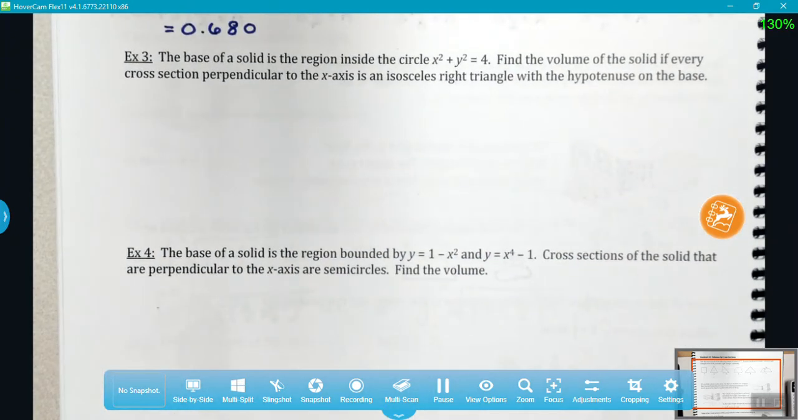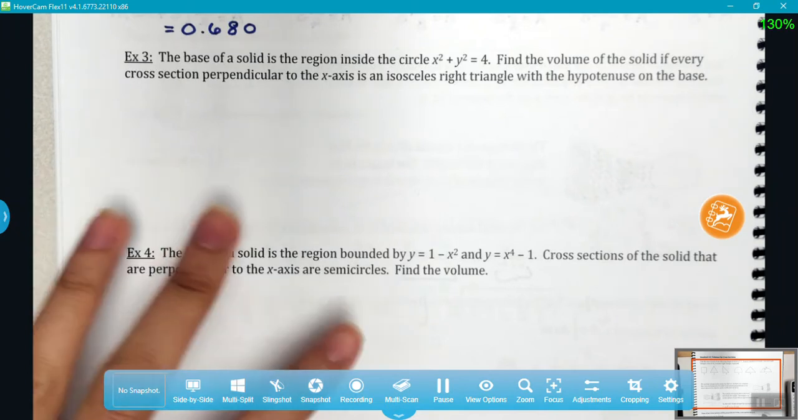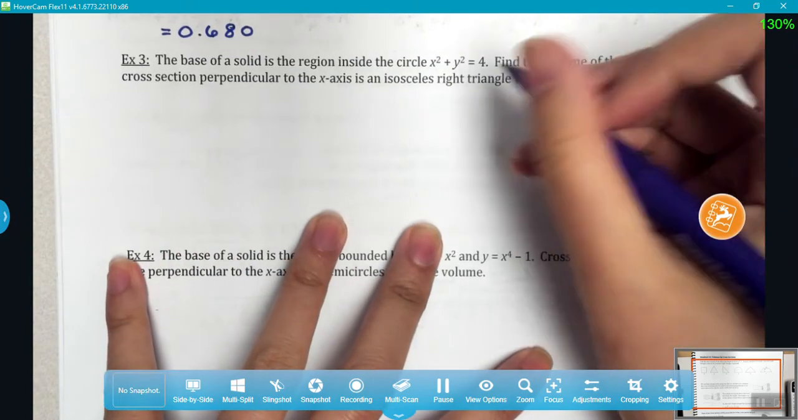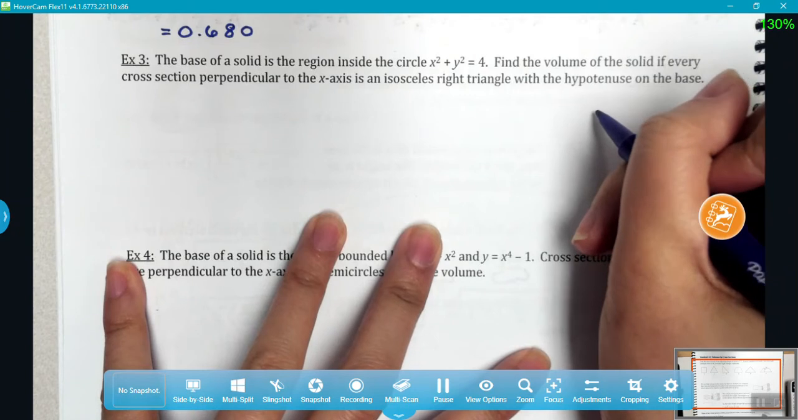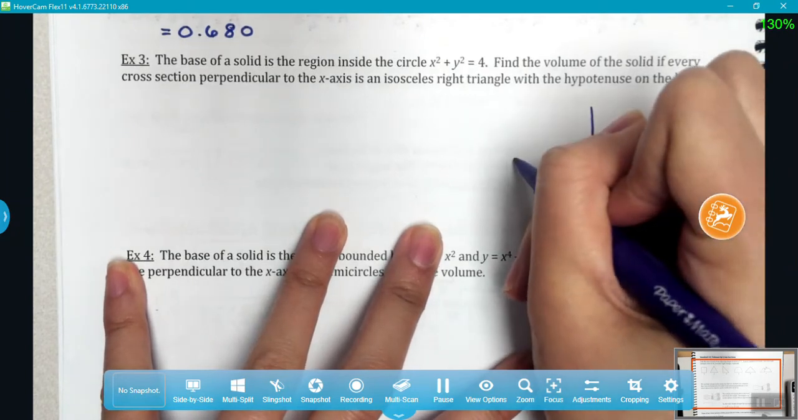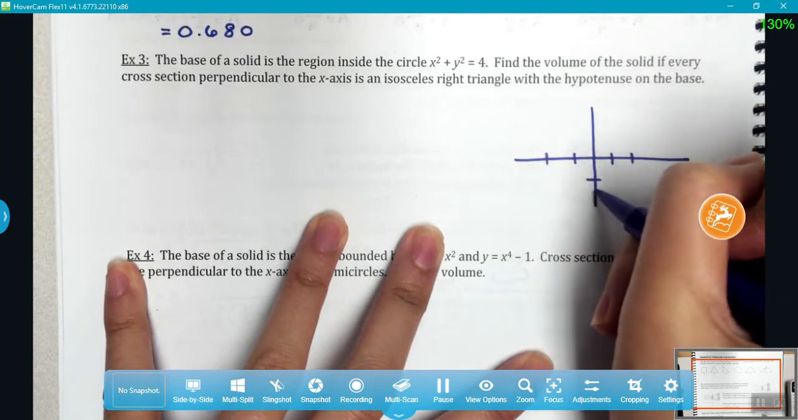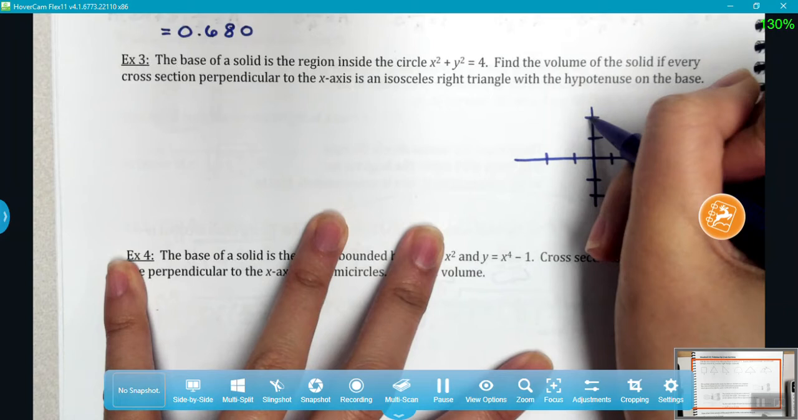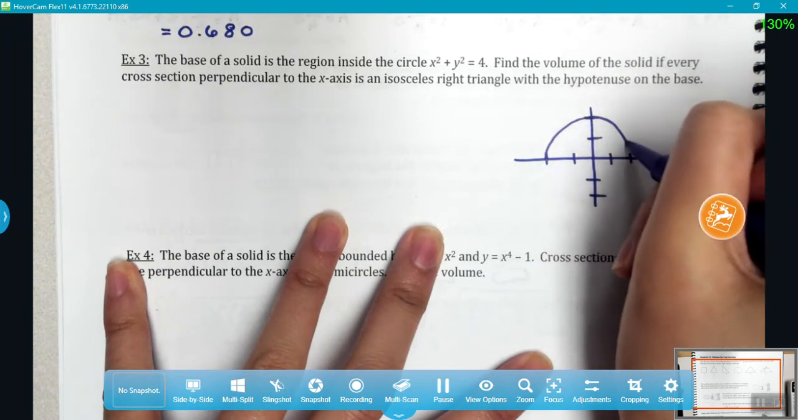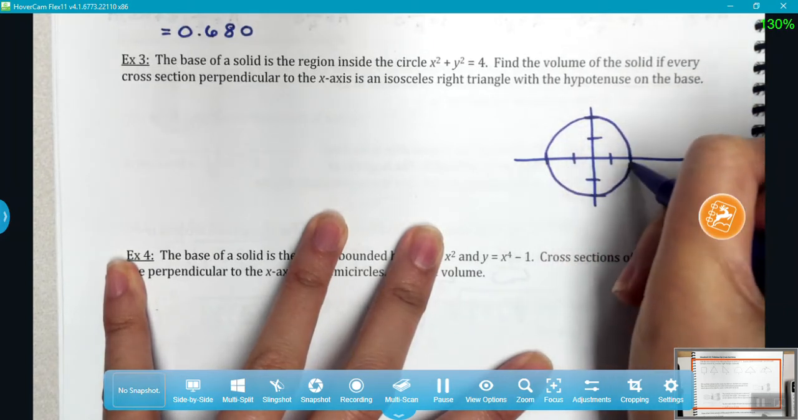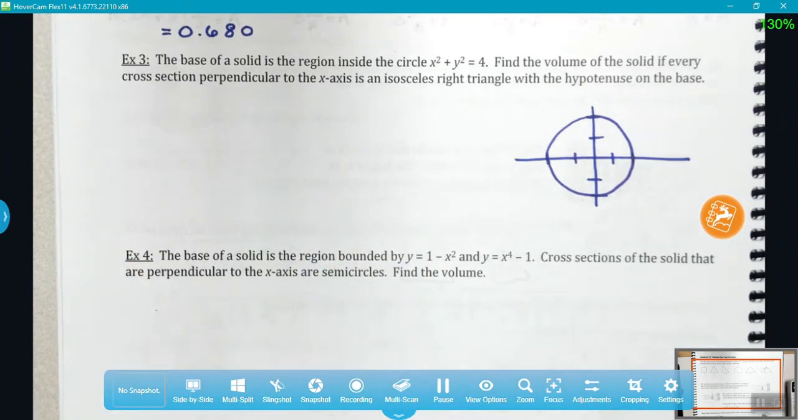All right, so this one, the base of a solid is the region inside the circle x squared plus y squared equals 4. That's a circle with radius of 2. Okay, find the volume of the solid if every cross section perpendicular to the x-axis is an isosceles right triangle with the hypotenuse on the base.